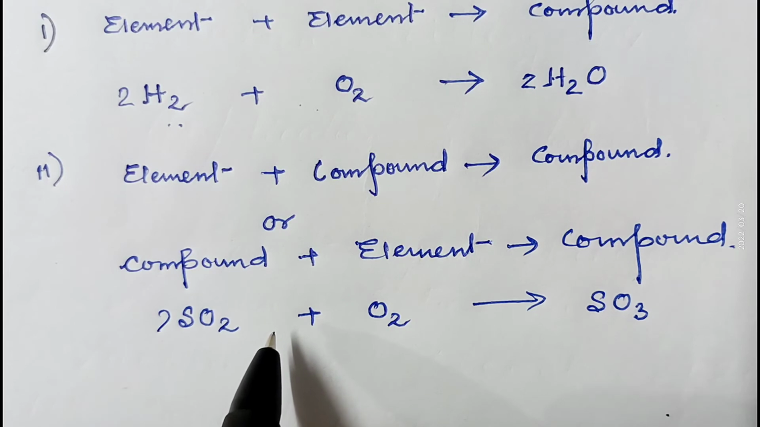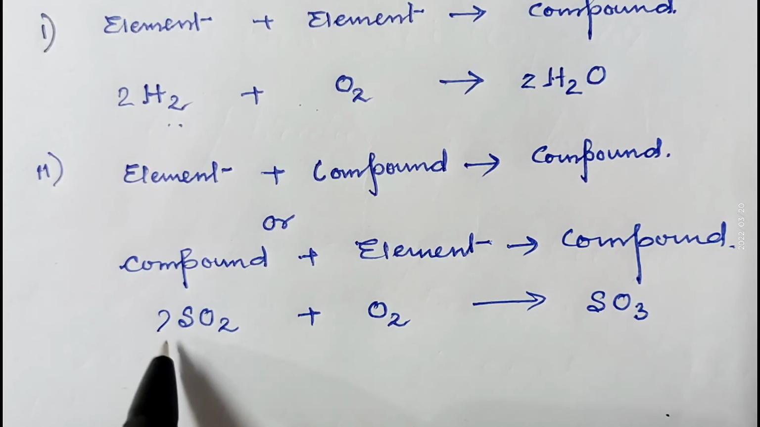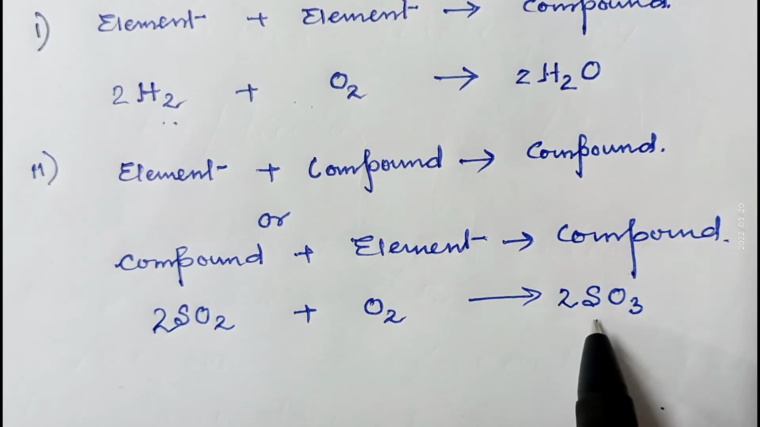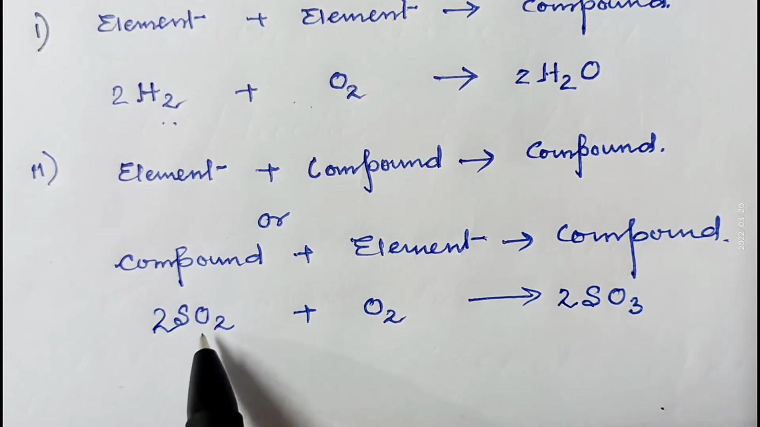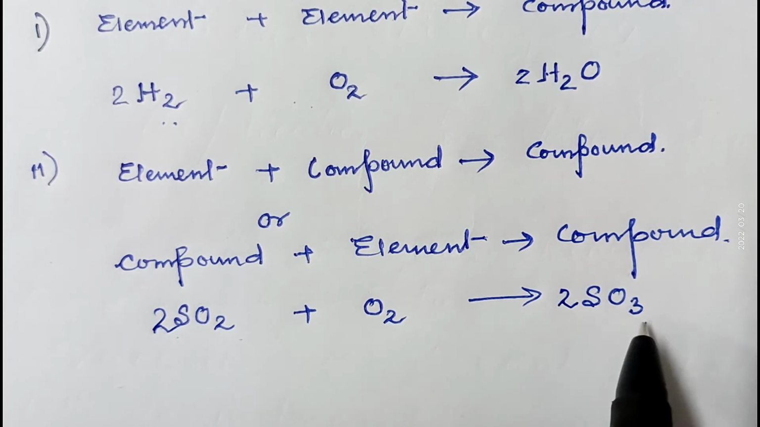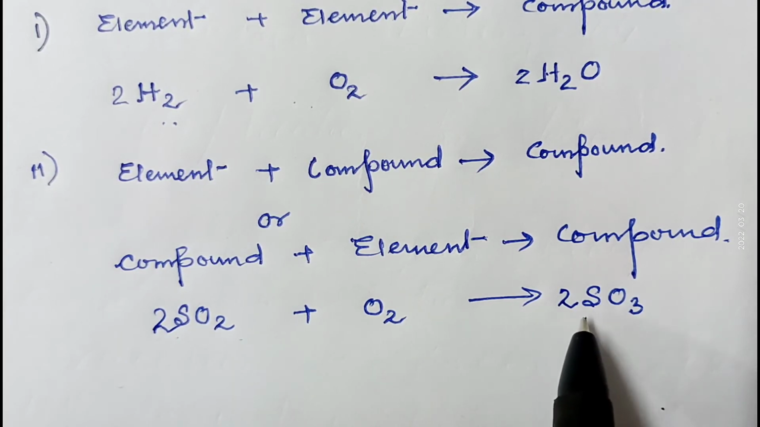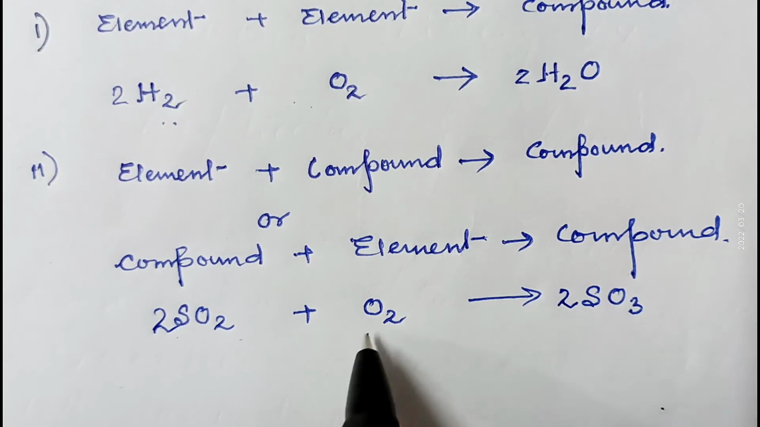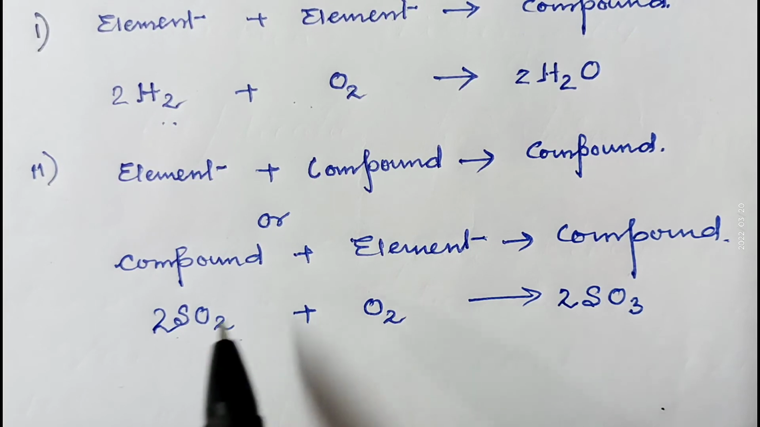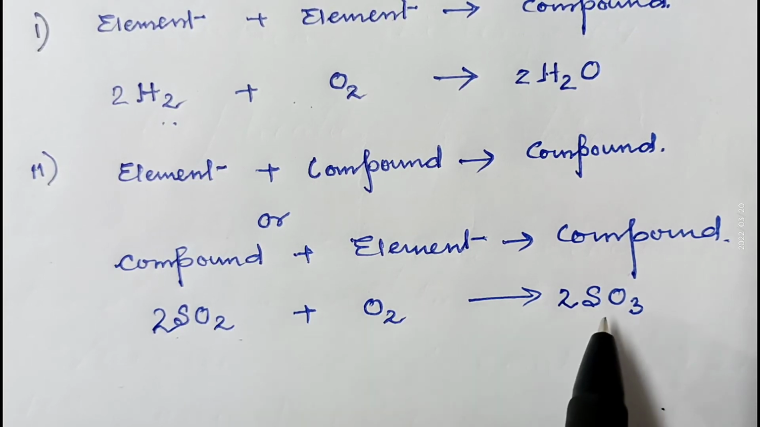Though this reaction is not balanced, if you want to balance, you have to place 2 here and 2 here. Now we can see here 2 sulfur, here 2 sulfur, oxygen 2 twos are 4, 4 plus 2 is 6, and here 3 twos are 6. That means both sulfur and oxygen atoms are the same on both sides. So this is the example where one element is reacting with a compound to form another compound.